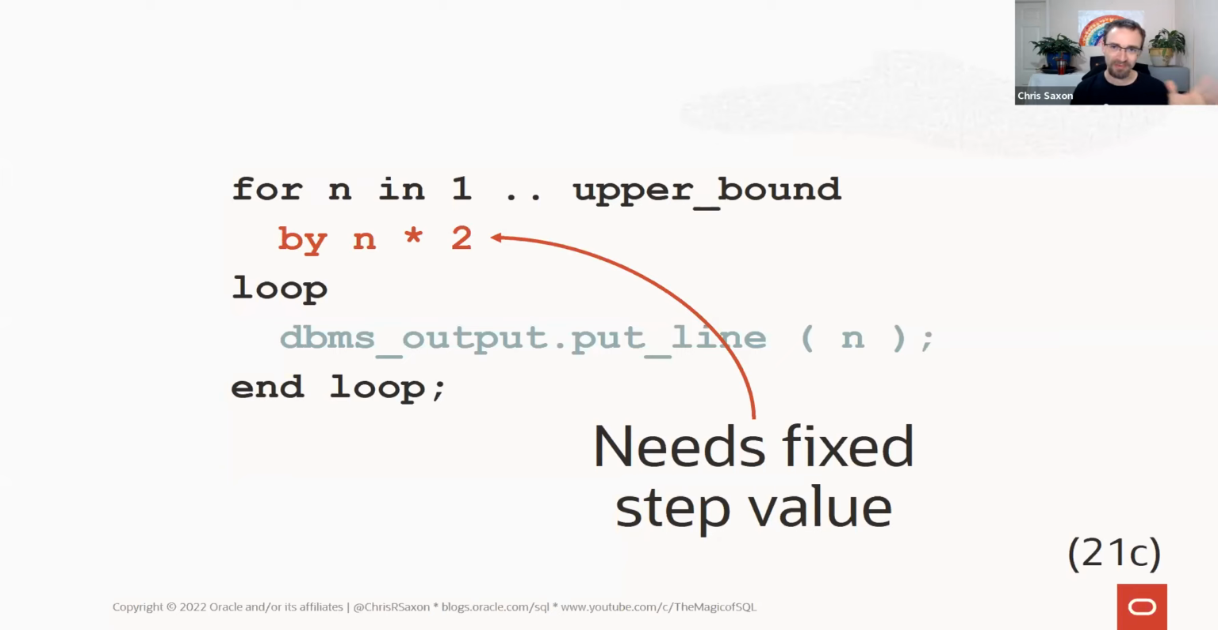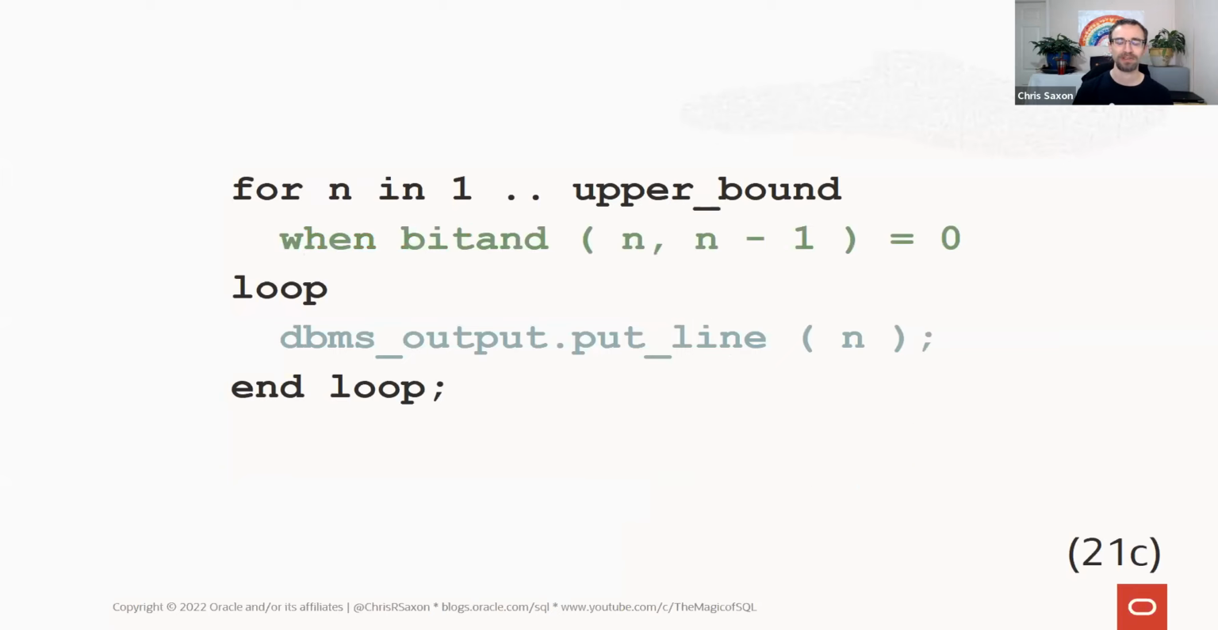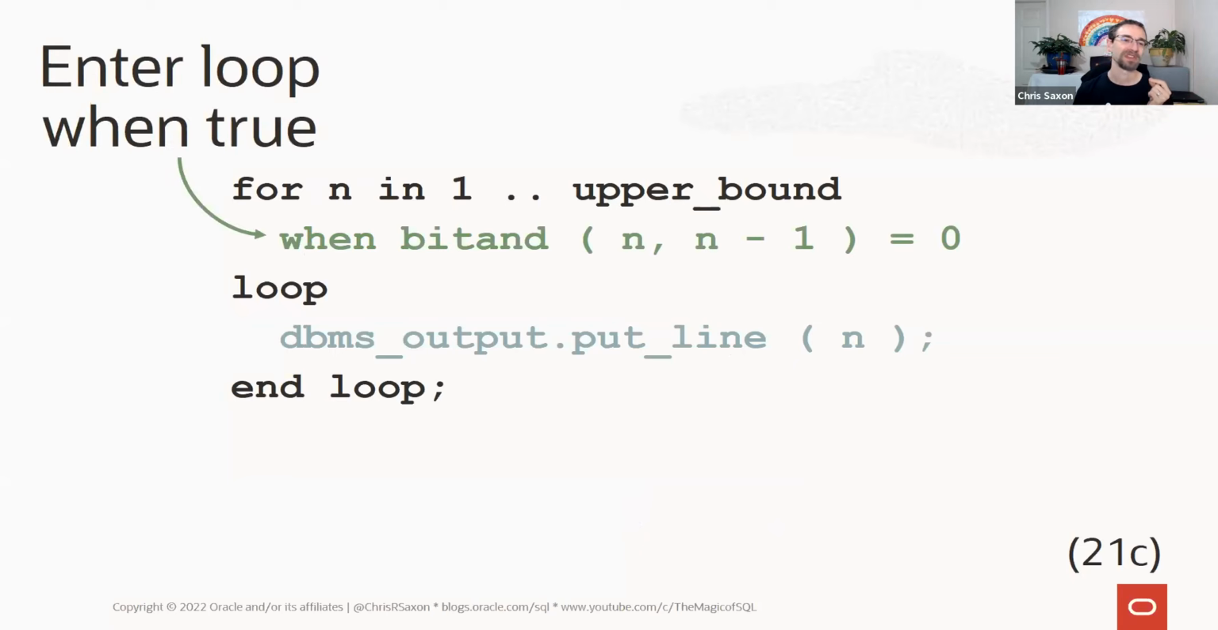So rather than trying to step over things like this, what we can do is something like this. We can have a control to state whether or not we actually enter the loop. So this bit AND is a little sneaky trick to check whether something's a multiple of 2. But the key thing here is we only execute the loop when that is true. So basically, we start with 1, check if that is true, and then jump inside the loop and actually execute it.